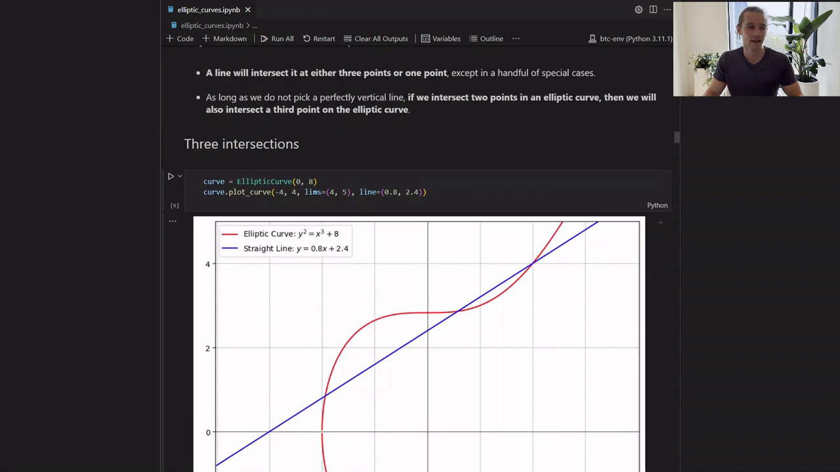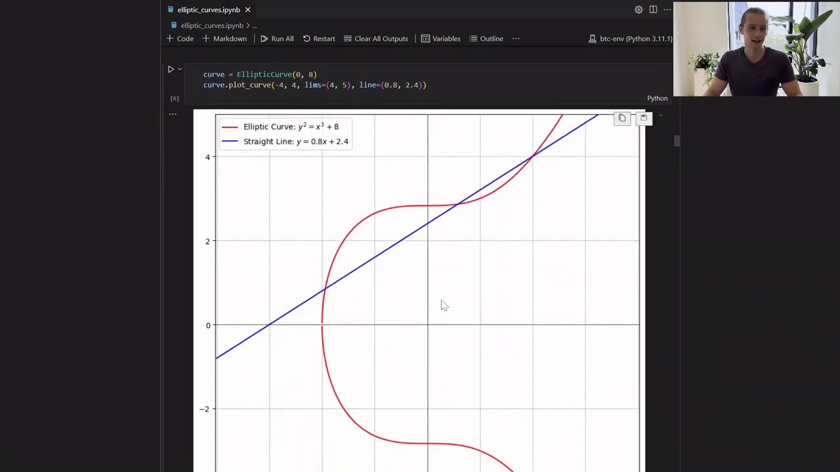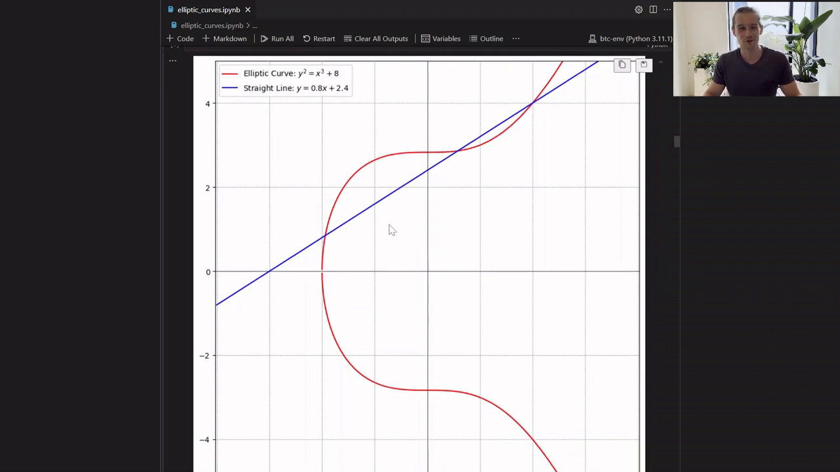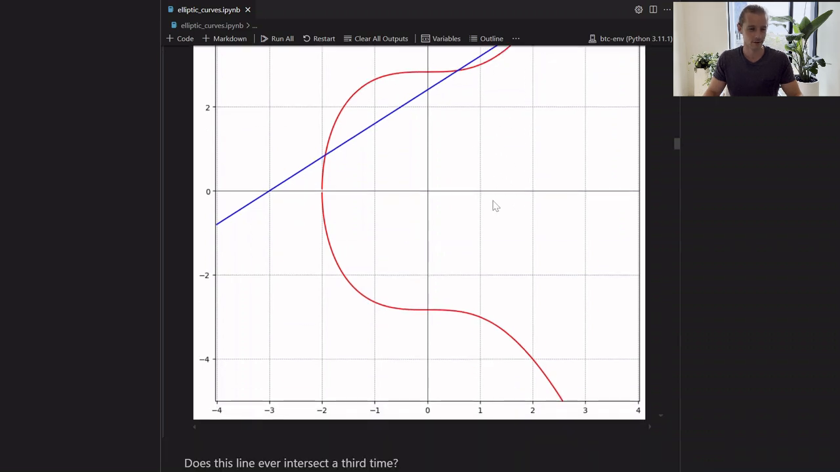So to prove that there will be a lot of cases where there's 3 intersections, I've created this elliptic curve here, which is just x cubed plus 8, and then a straight line 0.8x plus 2.4. Now, it's very easy to see that this line intersects the elliptic curve at 3 points, which is here, here, and here, but I've kind of created this straight line in a way where this would be the case within the given range of x and y values for this coordinate system.